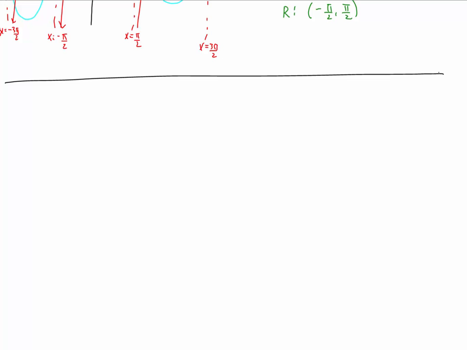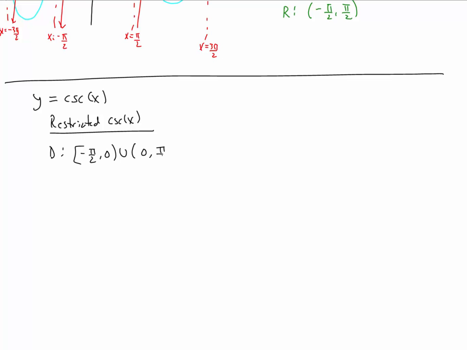So let's go ahead and look at cosecant to get started. For the restricted cosecant graph, my domain would go from negative pi over 2 bracketed to 0, union 0 to pi over 2 bracketed. Now the range is pretty interesting. It goes from negative infinity up to negative 1 bracketed, union positive 1 off to infinity. So that's the restricted cosecant graph.